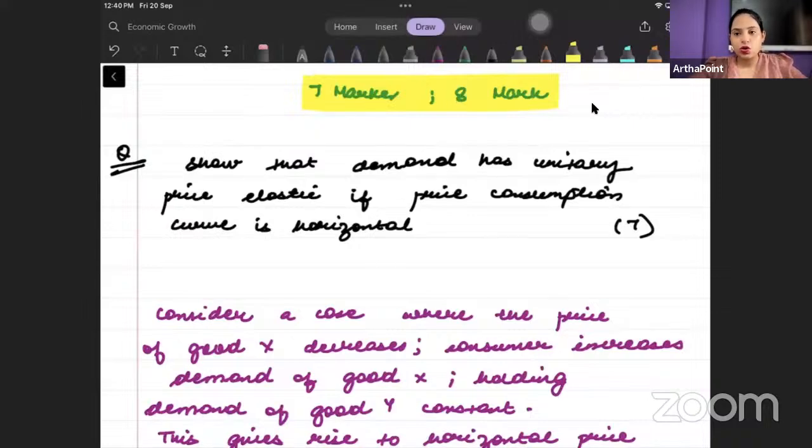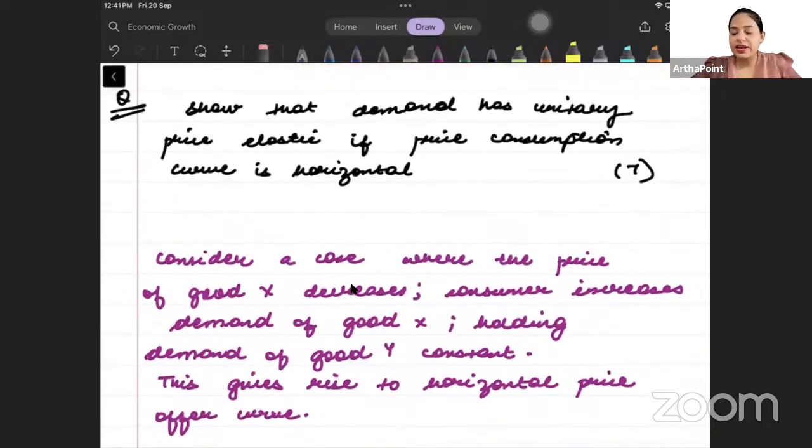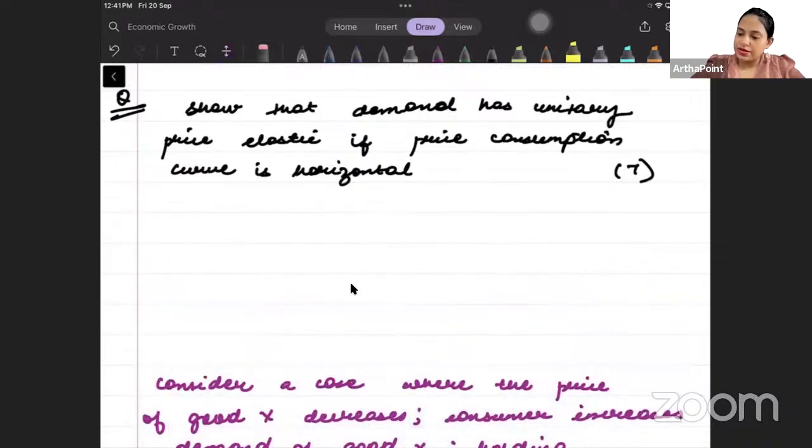Read the first question. Try to think yourself also as to how we can go ahead and write the answer to this question. So just have a look at the question. It says, show that demand has unitary price elasticity if price consumption curve is horizontal. Try to understand, analyze the two aspects. We need to see how we can link the two things. So it is saying demand is unit price elastic.